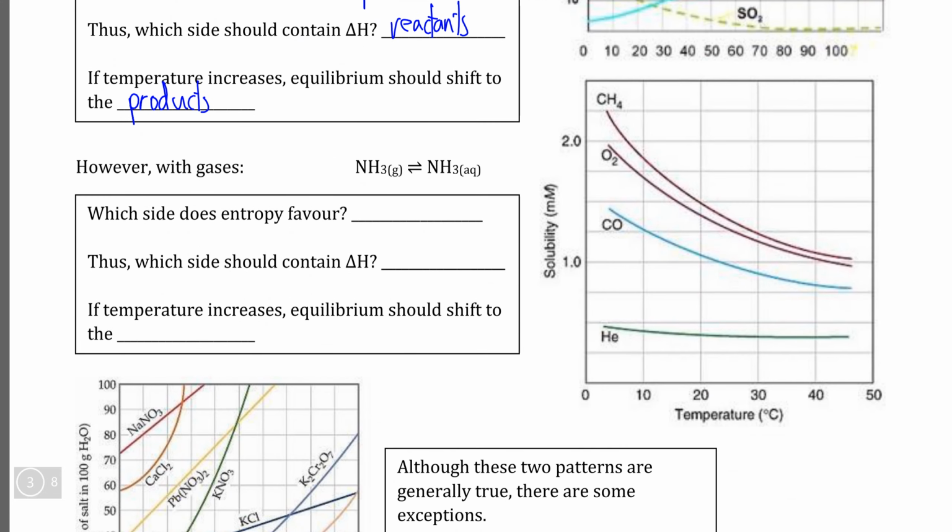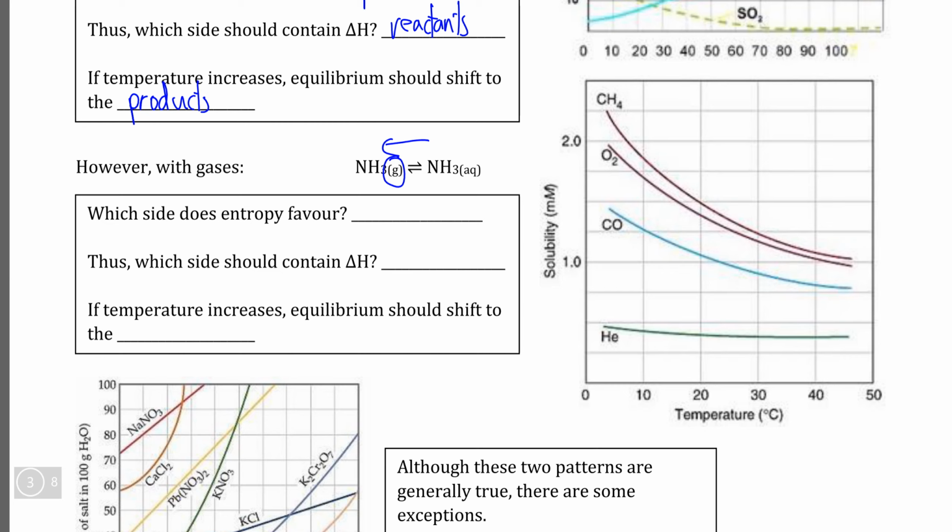Now, does this also work with gases? Well, let's start by considering the same idea of finding out which side entropy favors. Now here we can't look at gas particles because we don't have a dissociation reaction here. We just have ammonia in gas form and ammonia in aqueous form. And we know that gases have a higher entropy than aqueous particles do because gases have complete freedom of movement, whereas aqueous particles are trapped within the solvent of the solution.